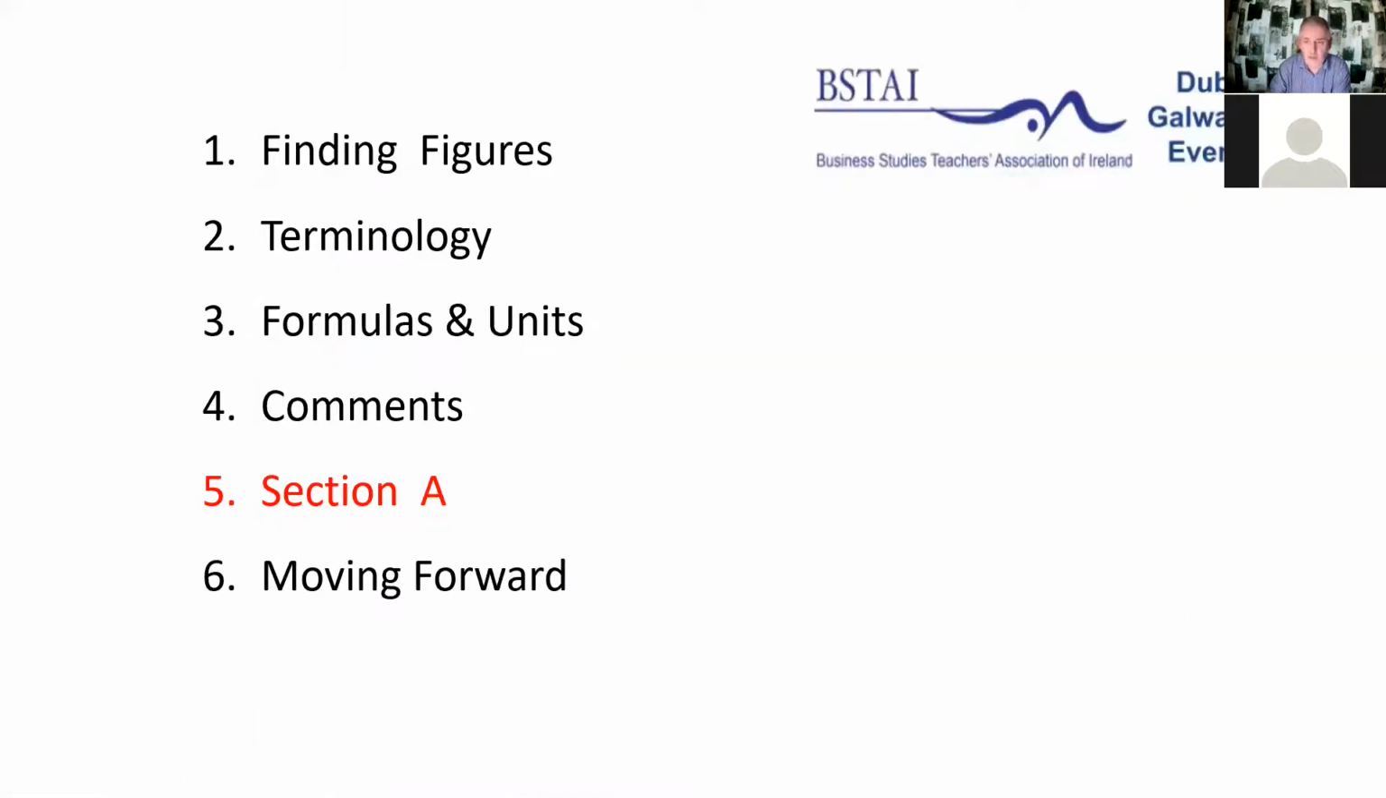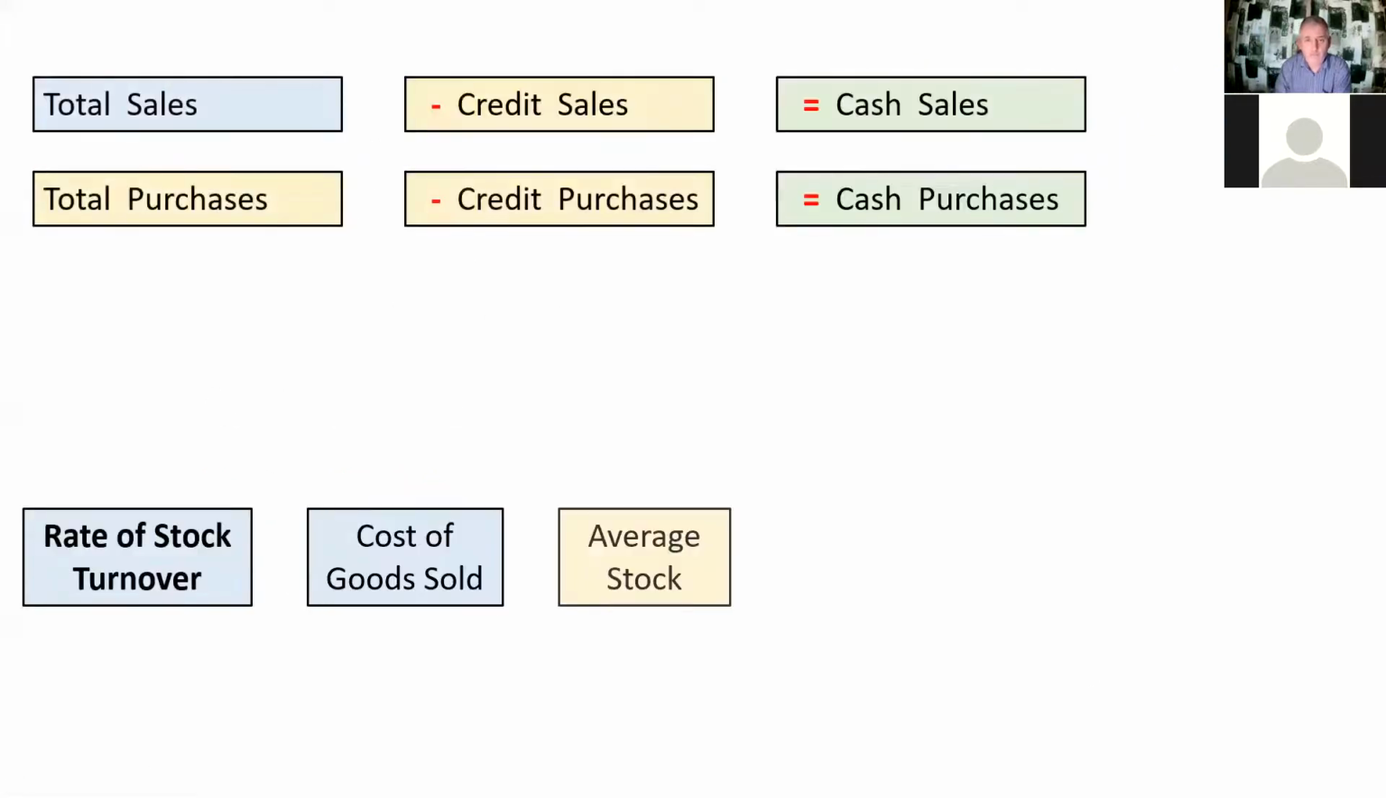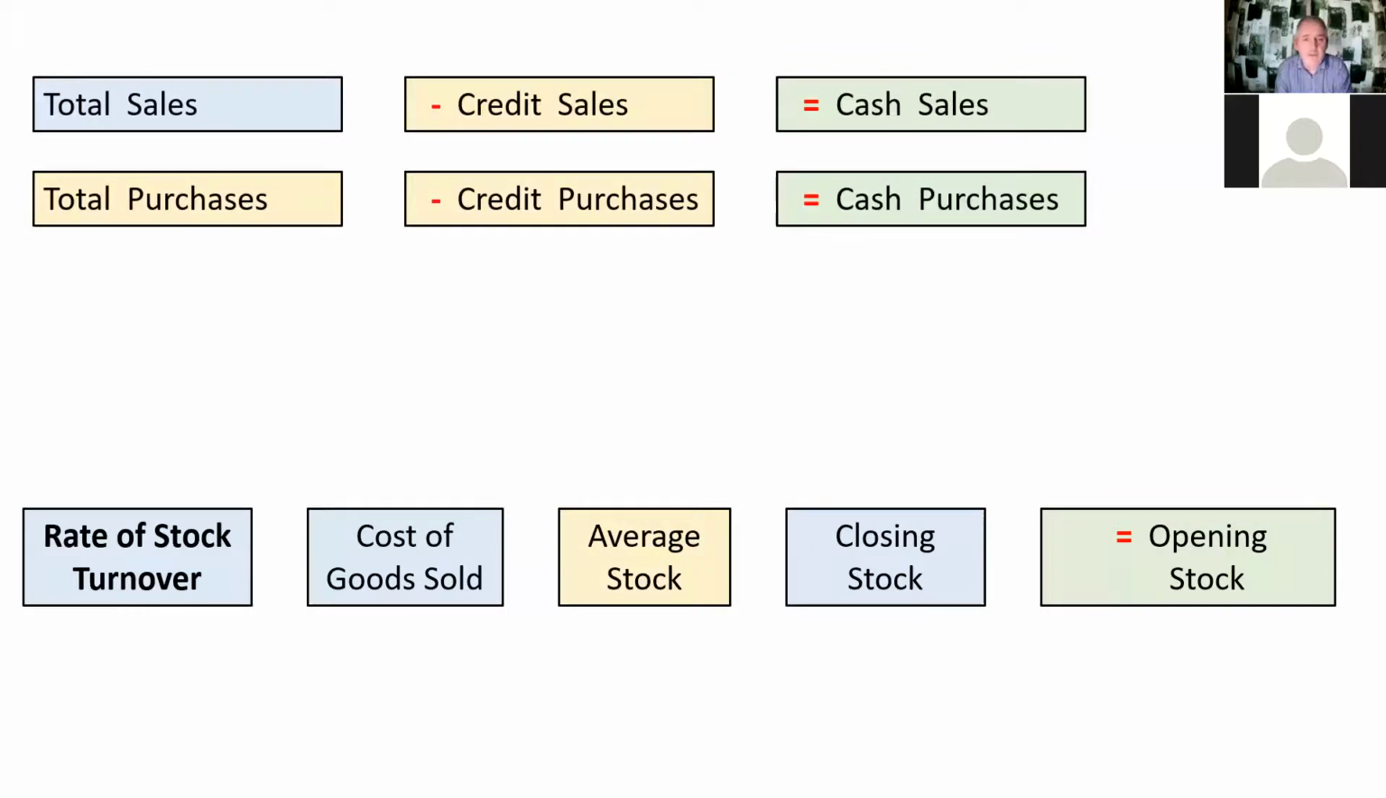Okay, and that's the comments. Two things left to look at. So section A and then moving forward. To date, there have been three things that have been asked in section A that are not already asked in section B, the activity formulas.